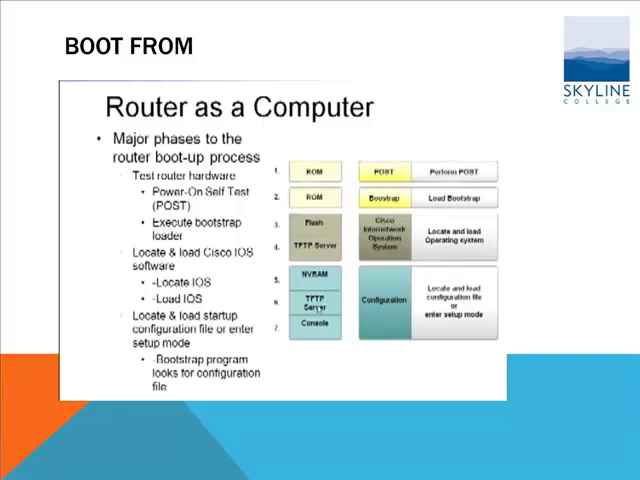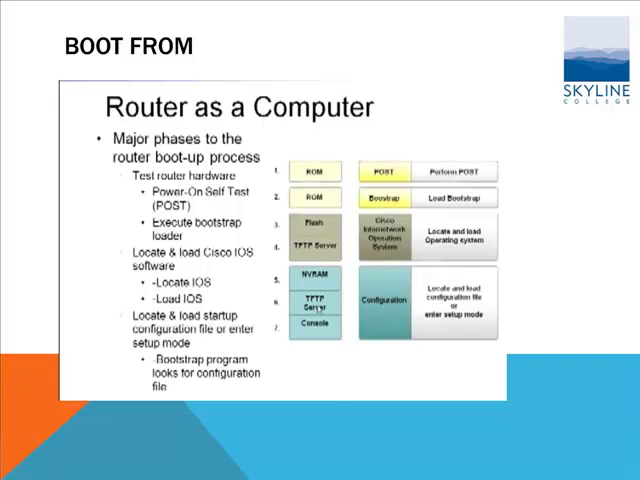So the router power and self-test: ROM runs POST. That's controlled by ROM. Step 2, execute the bootstrap loader. Load the bootstrap. That's going to be from ROM. Then the bootstrap loader looks for the configuration register. The configuration register is stored in NVRAM. The config register tells it where to look, and the default is flash for the Cisco operating system, the Cisco IOS. It can be stored in flash, or it can be stored on a TFTP server.